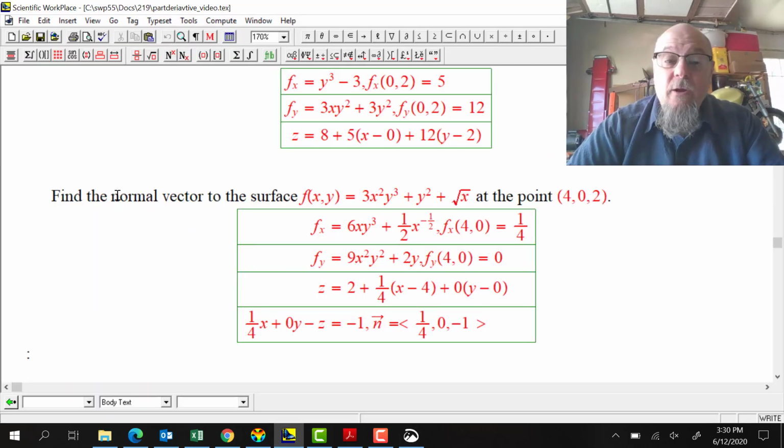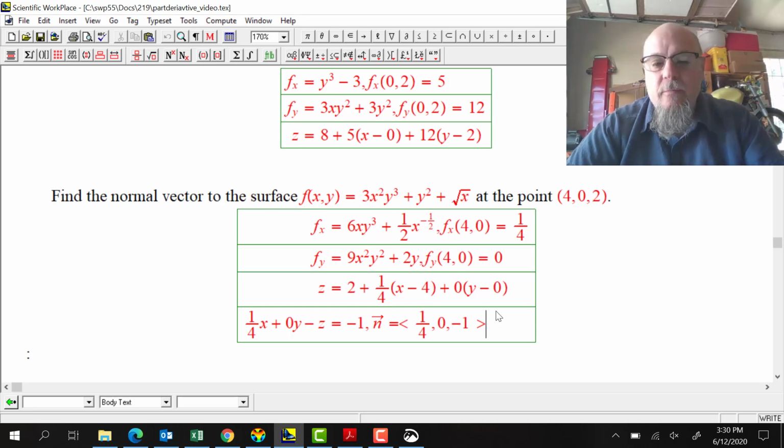Oh, and I want to check. They don't say unit normal vector, so I can just leave it like that. If they said unit, I would have to find out the magnitude and divide by the magnitude, but I'm good, I'm done.